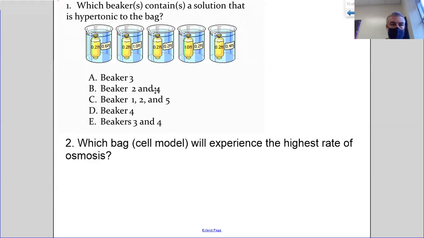And then the second question here is, which will experience the highest rate of osmosis? Highest rate. So if you're going to measure rate. Let's see, it is approaching 2 minutes. We're almost there. Go ahead and give me your answers in the chat.